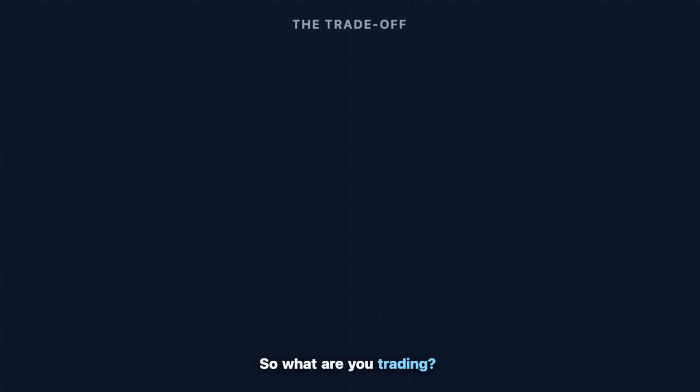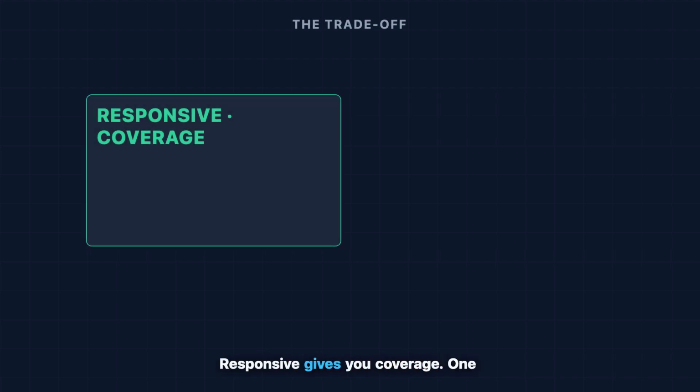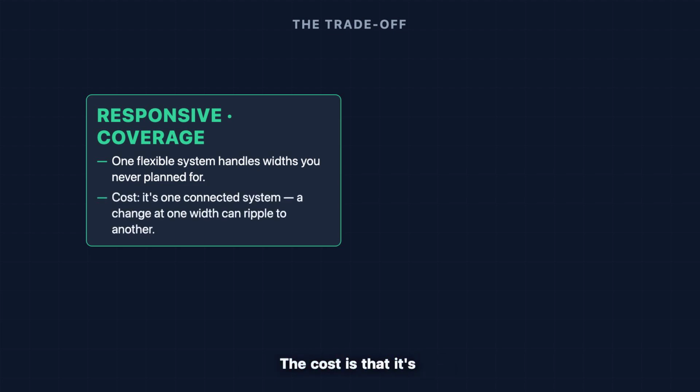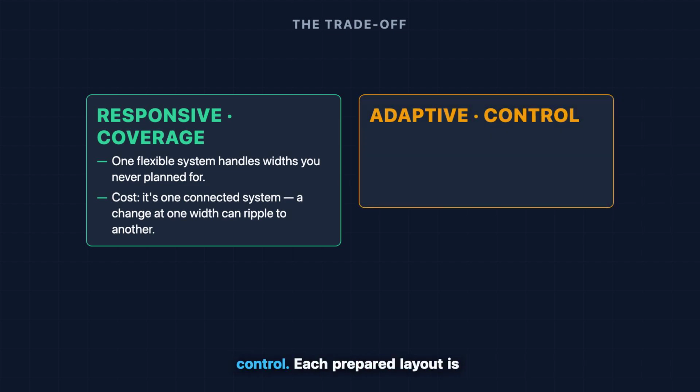So, what are you trading? Responsive gives you coverage. One flexible system reasonably handles widths you never planned for. A foldable, an odd window, a screen that doesn't exist yet. The cost is that it's one connected system across the whole range, so a change at one width can ripple into another. Adaptive gives you control.